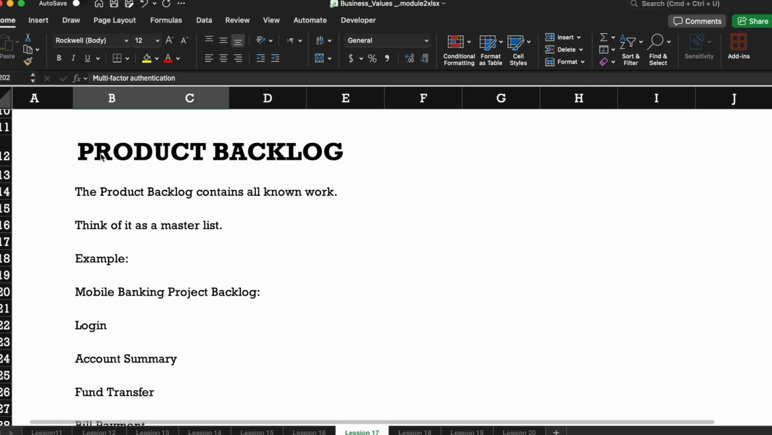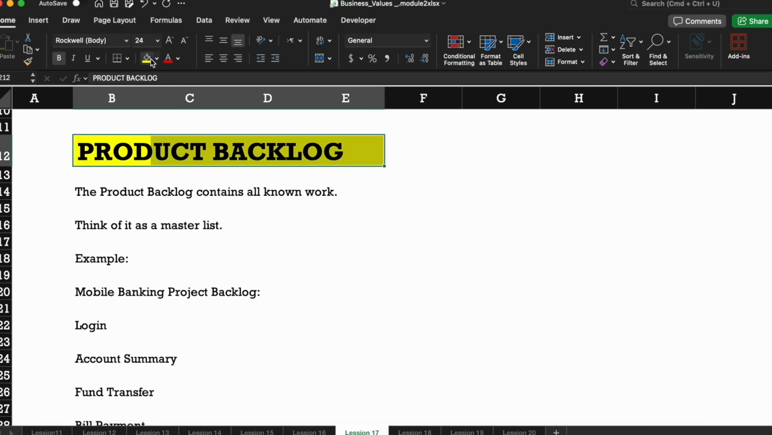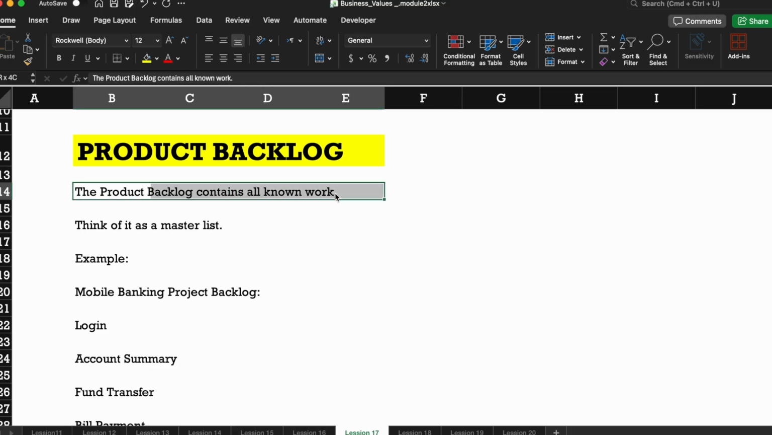Okay, so the product backlog, you will be hearing these terminologies more often. The product backlog contains all known work. Stakeholders keep on giving projects to the IT team. So the product owner and the business analyst get the requirements, create user stories and epics, and keep on adding to the product backlog, and the product owner will prioritize which user stories we will be working on in a particular sprint.